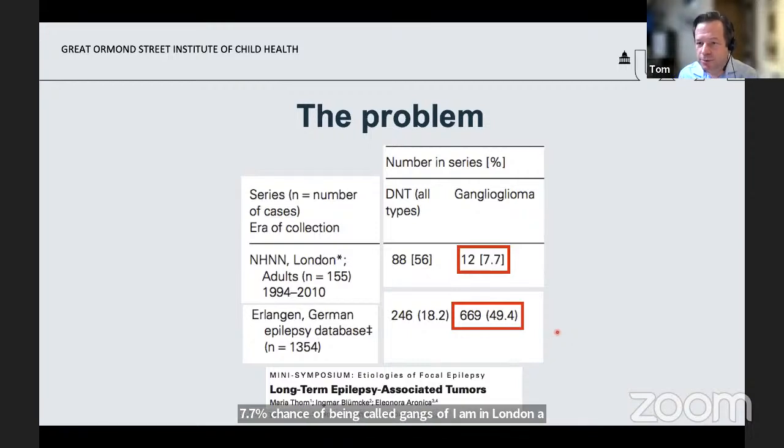So there are two possible hypotheses. One is that German brains are fundamentally different to British brains. Depending on your politics, you might like that explanation. But what's much more likely is we've no idea what we're talking about here. And we don't know whether there are two tumor types that we can't agree on diagnostics, or there are three or four tumor types that we just don't recognize.